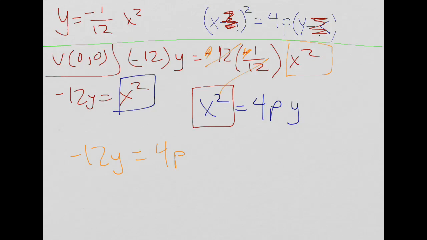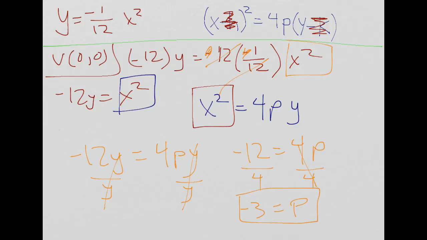equals 4py. Well, I could divide by y on both sides, and then my y's are gone, and I'm left with negative 12 equals 4 times p. And now it's just a simple linear equation to solve for p. I have 4 times p, so I need to divide by 4 on both sides. Negative 12 divided by 4 is negative 3, and my 4's eliminate each other there, so I get p is negative 3. Now I want to sketch this graph.